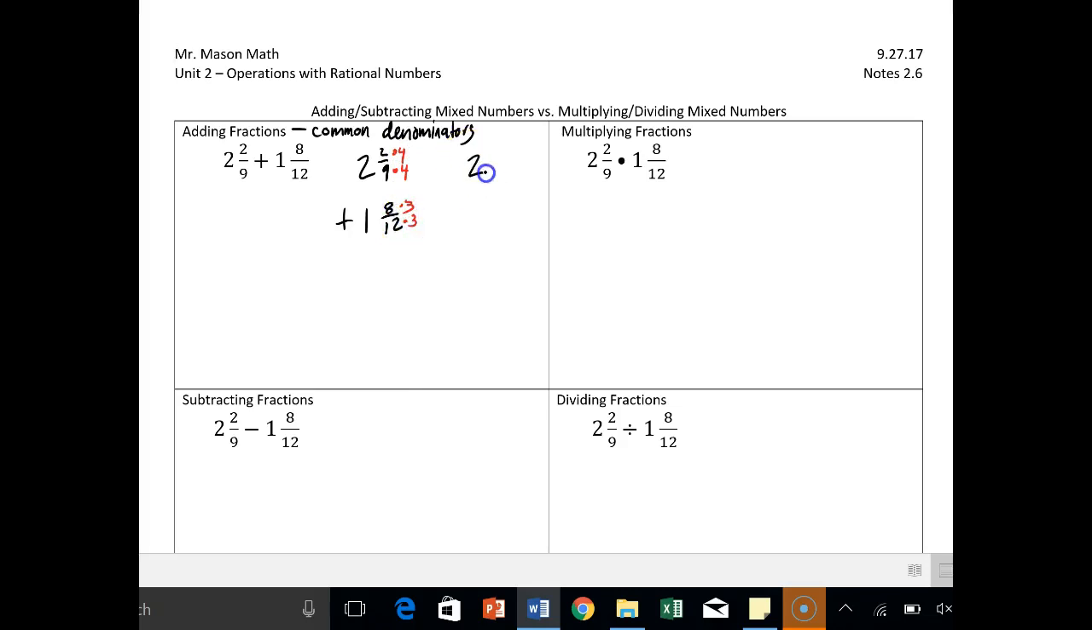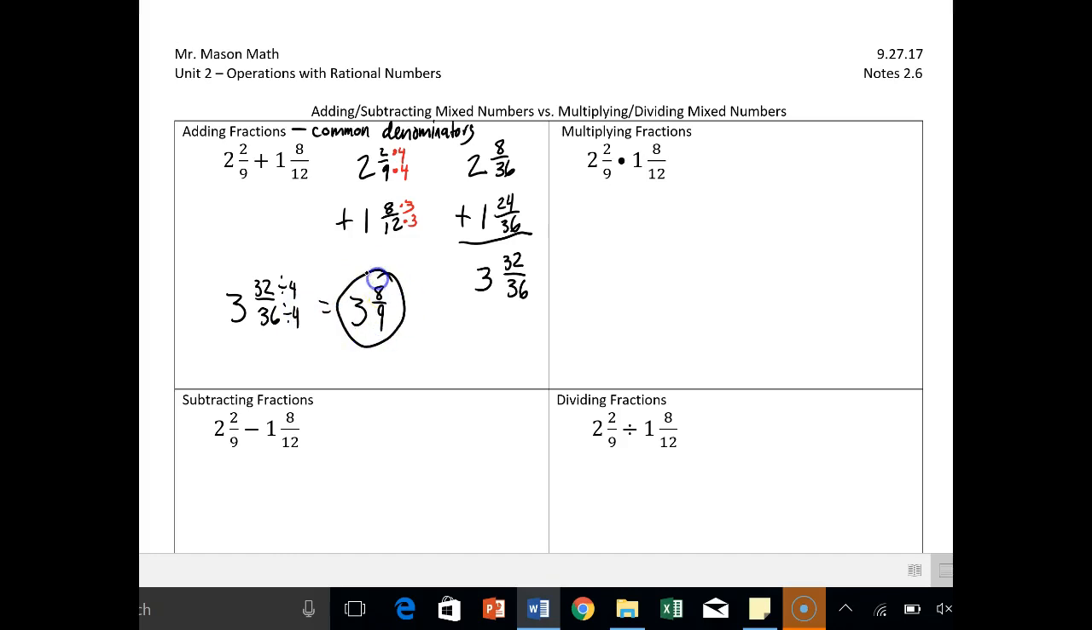When I add that up, I get 2 8 over 36 plus 1 24 over 36. When I add those together, 8 plus 24 gives me 32 over 36. 2 plus 1 gives me 3. So notice we keep the denominator, we add the numerators, add the whole numbers. 3 and 32 over 36 can be simplified. Divide them both by 4. When you do that, you get 3 8/9. Okay, so that's how you add, right?